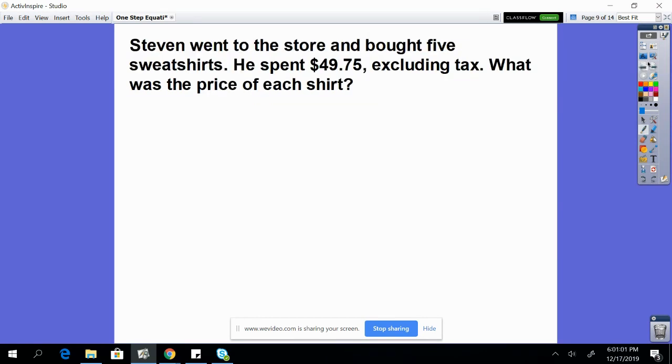All right. We're gonna do some word problems. And then it'll be time for you guys to do your exit ticket, and then you're gonna do some dream box. So Stephen went to the store and bought 5 sweatshirts. Okay. He spent $49.75 excluding tax. What was the price of each shirt? Okay.